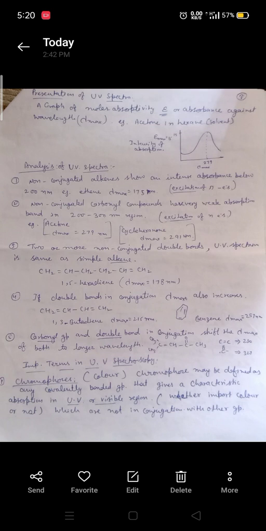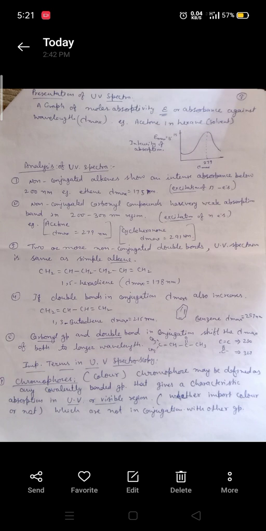These are some examples. For example, a non-conjugated alkene shows intense absorbance below 200 nanometer, for example ethene. Ethene shows lambda max value at 175 nanometer. Here there is excitation of only pi electrons. Non-conjugated carbonyl compounds have a very weak absorption band in the 200 to 300 nanometer region, and here there is excitation of non-bonding electrons. Acetone shows lambda max value at 279 nanometer, and cyclohexanone lambda max value is 291 nanometer.